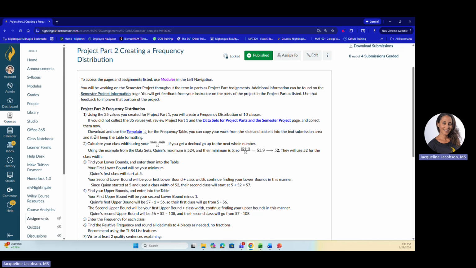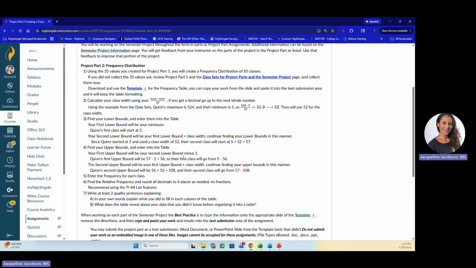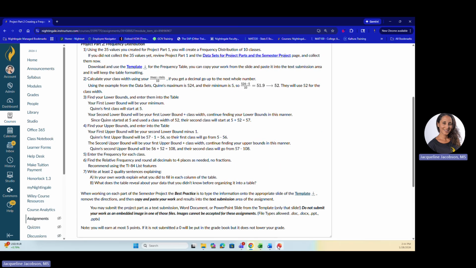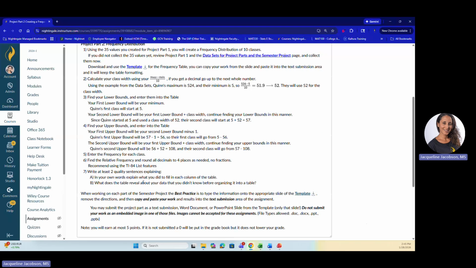So we're going to calculate our class width. We know the formula, max minus min over 10 for 10 classes. We're rounding up because everybody's data set should basically be whole numbers. We're going to fill in the table, finding the lower bounds, upper bounds. We'll find the frequencies. We'll find the relative frequencies, which basically is kind of intuitive based on just looking at the table. You're creating your table, right? 10 classes. And then in your own words, explain what you did to fill in each column of the table.